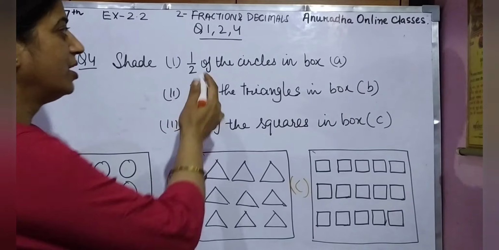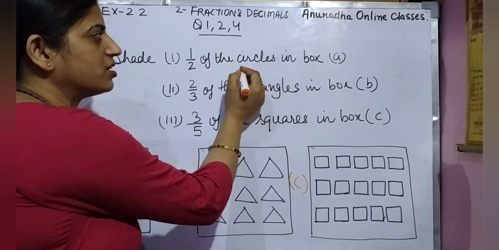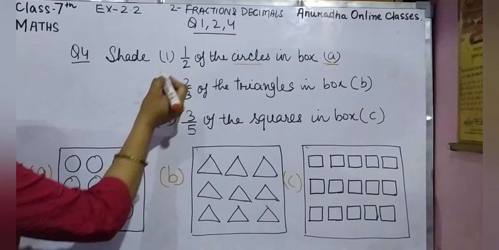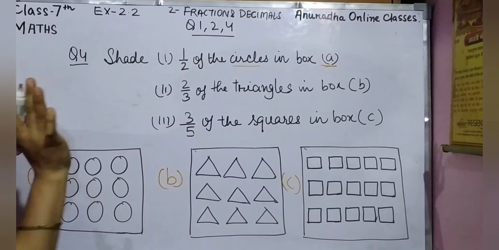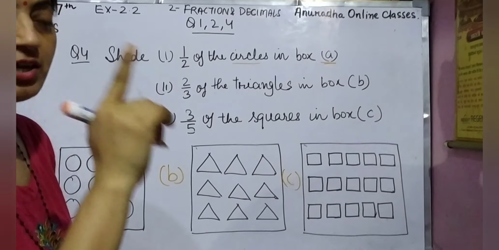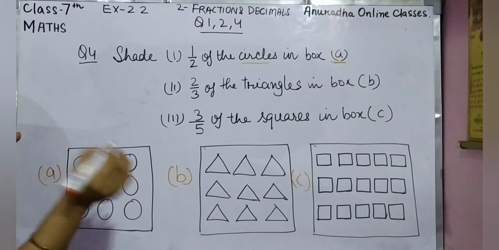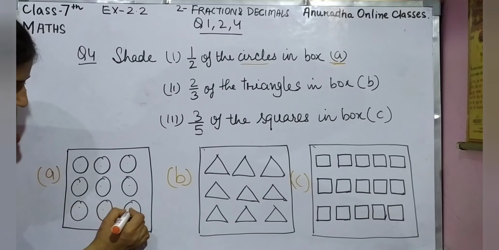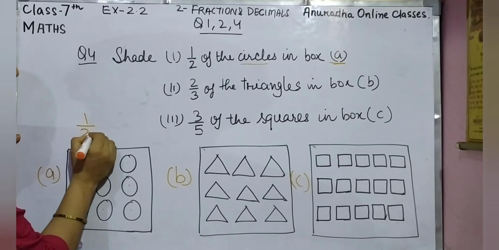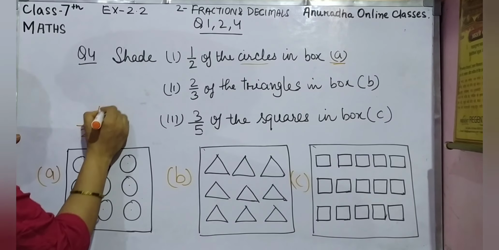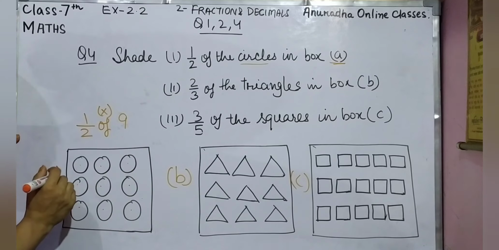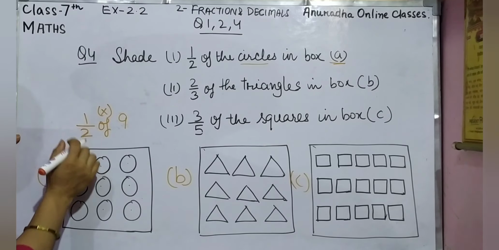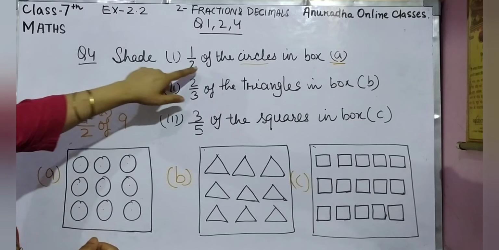Now see the first one. Shade 1 by 2 of the circles, okay, of box A. सबसे पहले हम लोग box A करेंगे. Box A में what? Half of the circle. So firstly what you have to do? You have to find out half of the circle कितना होगा. Count the circles first. 1, 2, 3, 4, 5, 6, 7, 8, 9. Half of. Of का मतलब क्या होता है? Of means multiplication. Half of 9. Okay? So half of 9 is, ये तो कटेगा नहीं. Half of 9, it will not go.